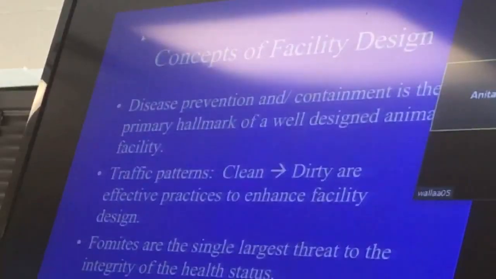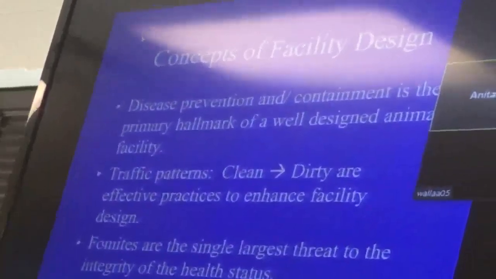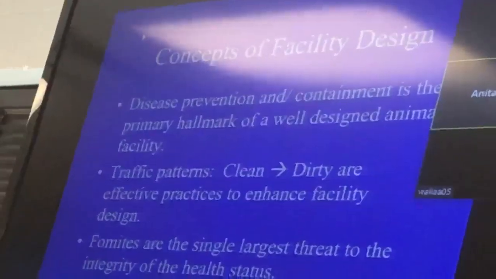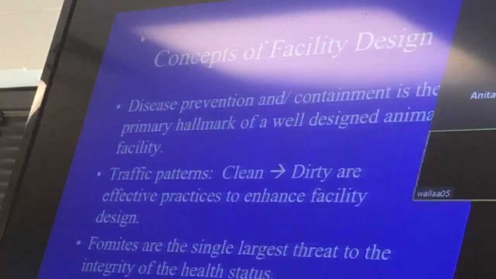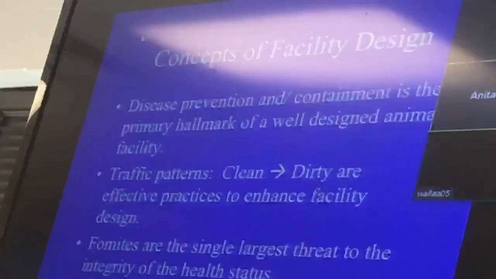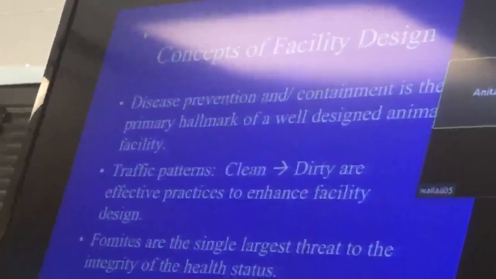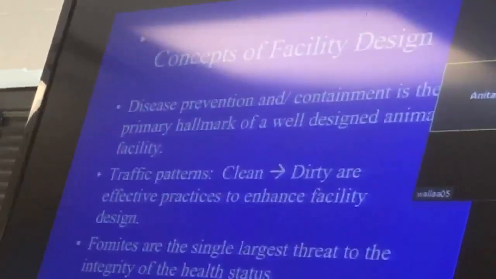So let's talk about some basic concepts of facility design. As I said, in the laboratory animal environment, disease prevention and containment is a primary focus of facility design. Because everything hinges upon preventive medicine as our particular approach, if you find yourself in a situation where you're constantly treating disease in the laboratory animal environment, there's some failure. And that's somewhat different than you might expect to encounter in a private practice setting.